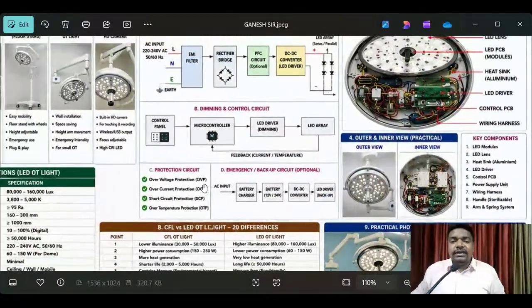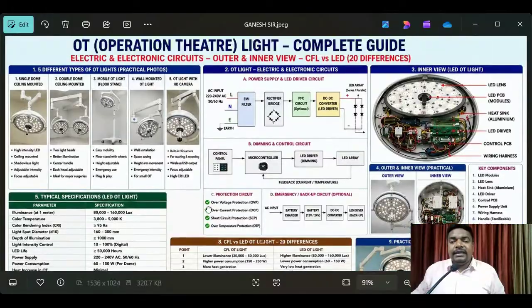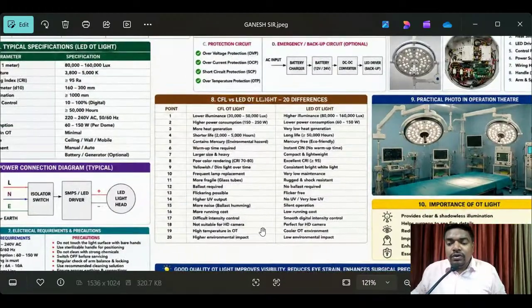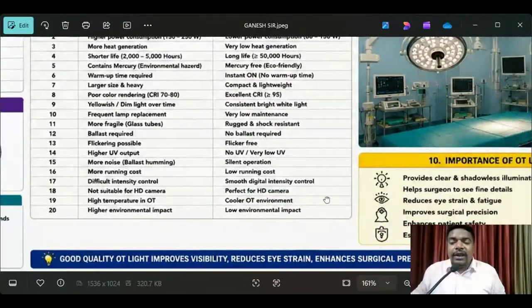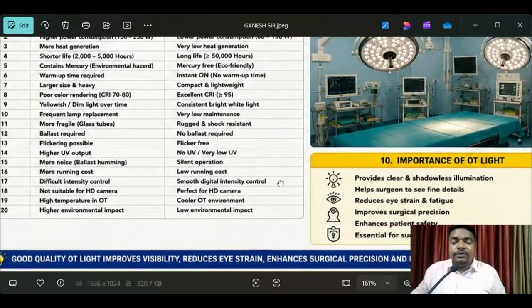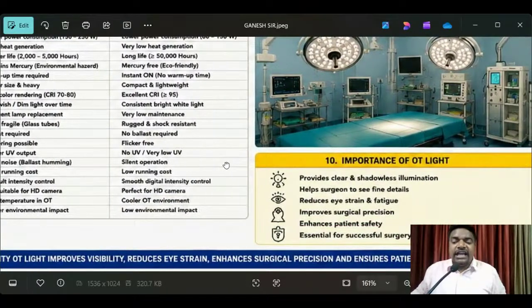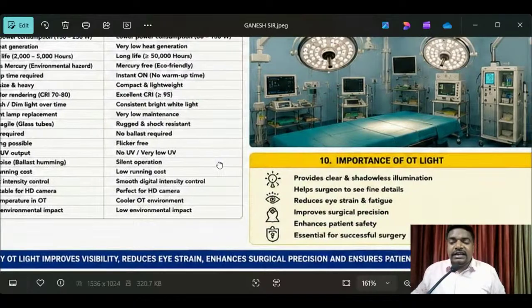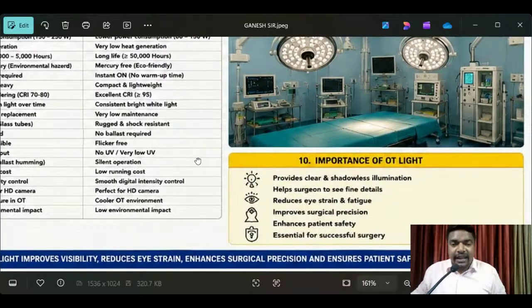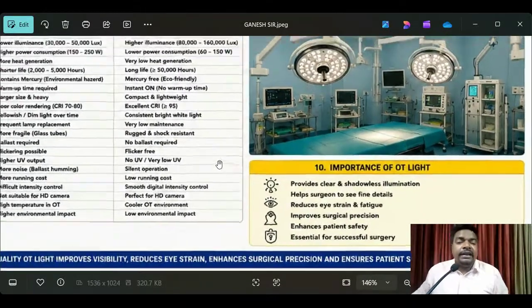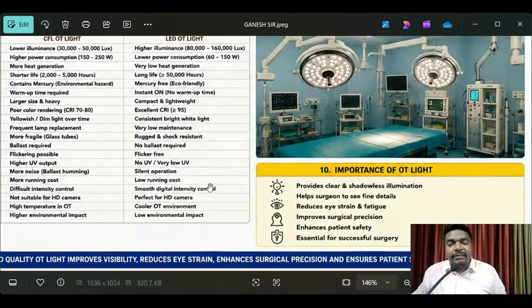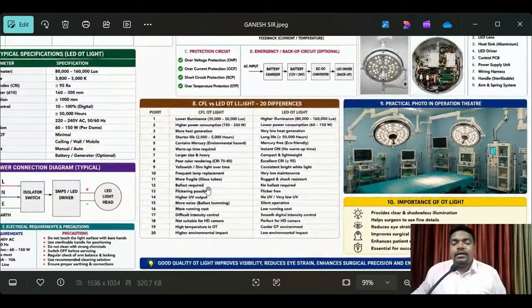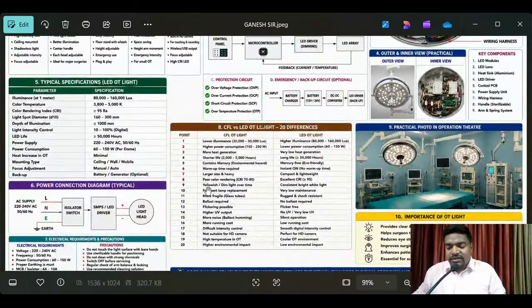Now see here, this much information I am explaining. Now I want to share one point with you all. Good quality OT light improves visibility, reduces eye strain, enhances surgical precision, and ensures patient safety. These are very, very important, and you have to keep them as first priority as biomedical engineers. Come on, now this slide is completed.